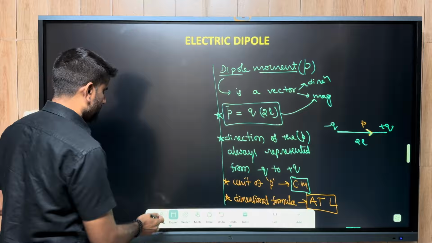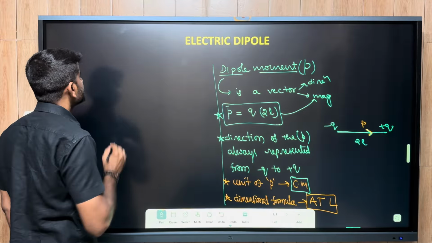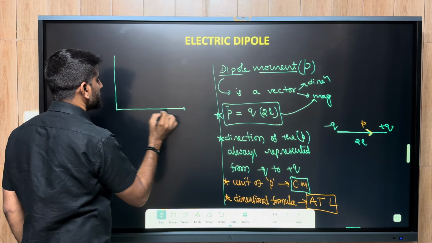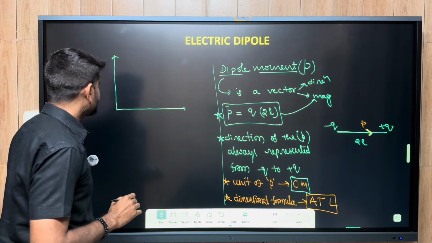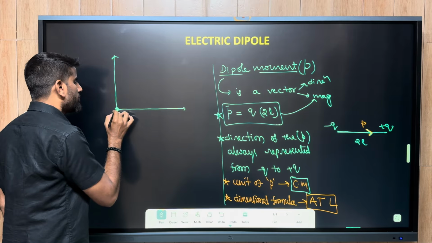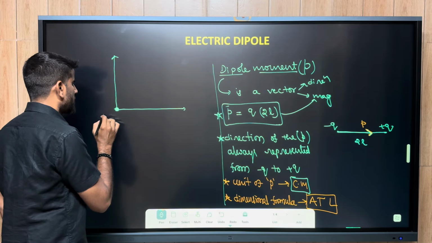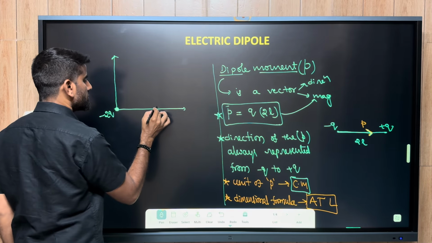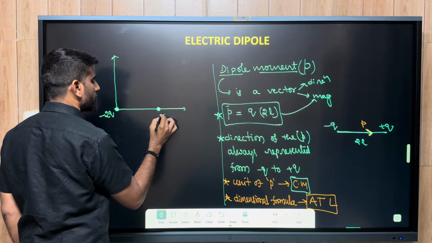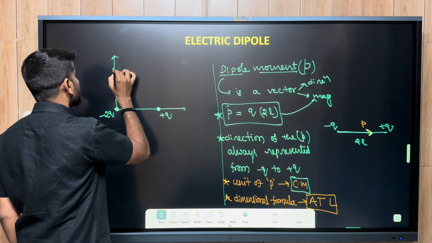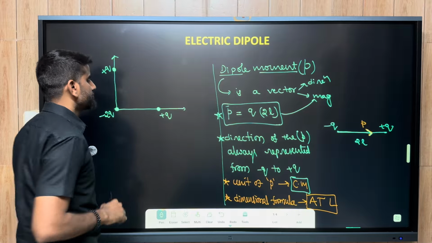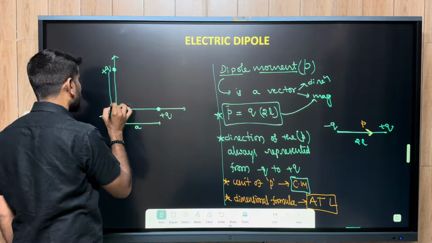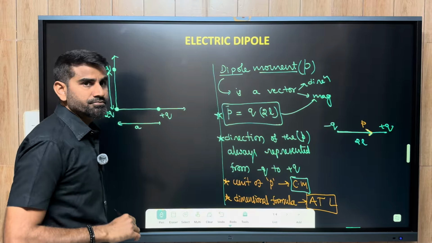Okay, now let us suppose this is the x and y axis. Okay, here I have placed a minus 2q charge, and here I have placed a plus q charge, and here also I have placed a plus q charge. Let it be. And this distance is a. This distance also a. Let it be.